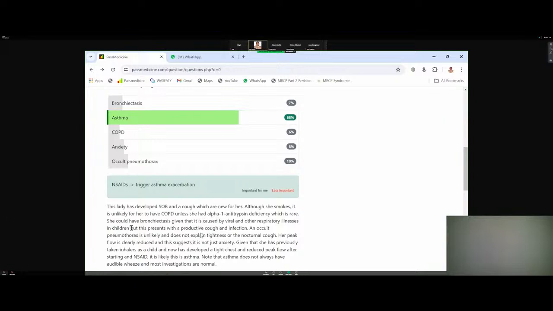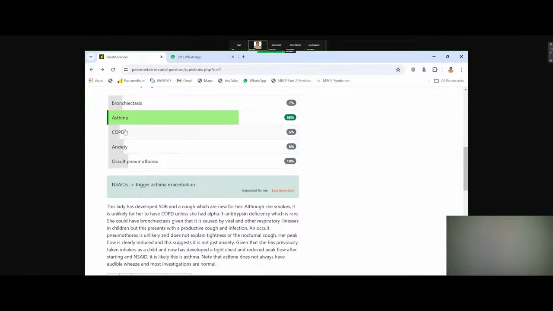She could have bronchitis, given that it is caused by viral and other respiratory illnesses in children, but this presents with a productive cough and infection. So if you rule out one by one, COPD is out because of the duration. Bronchitis is out because it should have a productive cough and infection. And occult pneumothorax is unlikely and doesn't explain the tightness or the nocturnal cough. Nocturnal cough is seen with asthma.